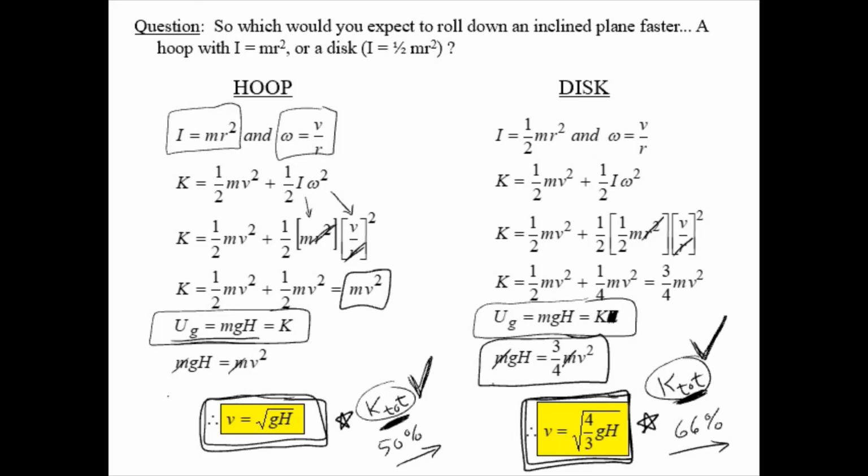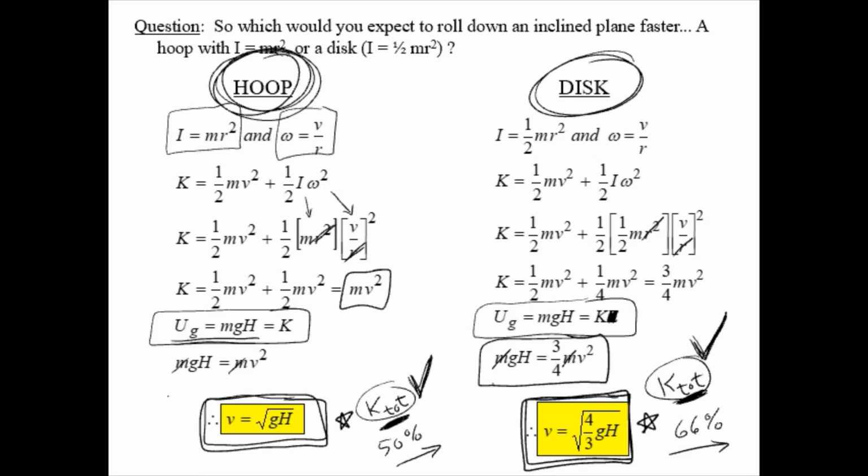In other words, they're both going to be just as hard to stop, right? The disk is going faster, but the hoop has more rotational sluggishness, and so overall it's just as hard to stop the hoop as it is the disk, even though the disk's going faster. Okay, and that's because they both have the same total kinetic energy. I hope that makes sense.